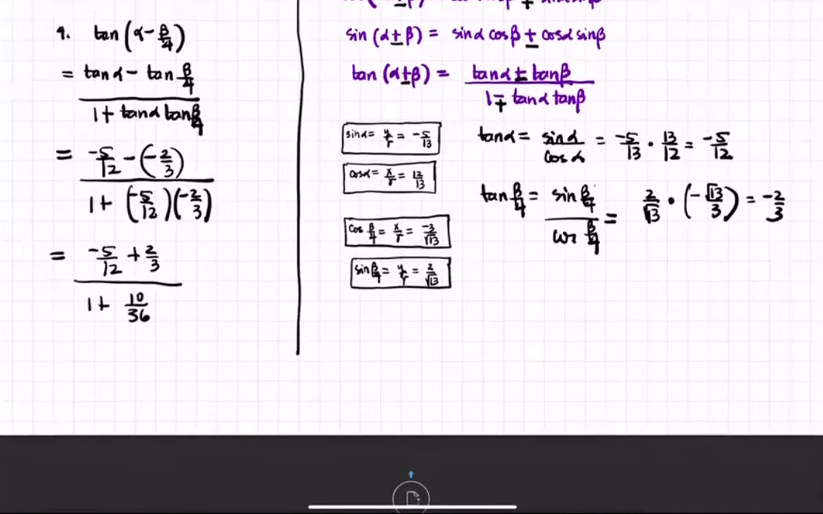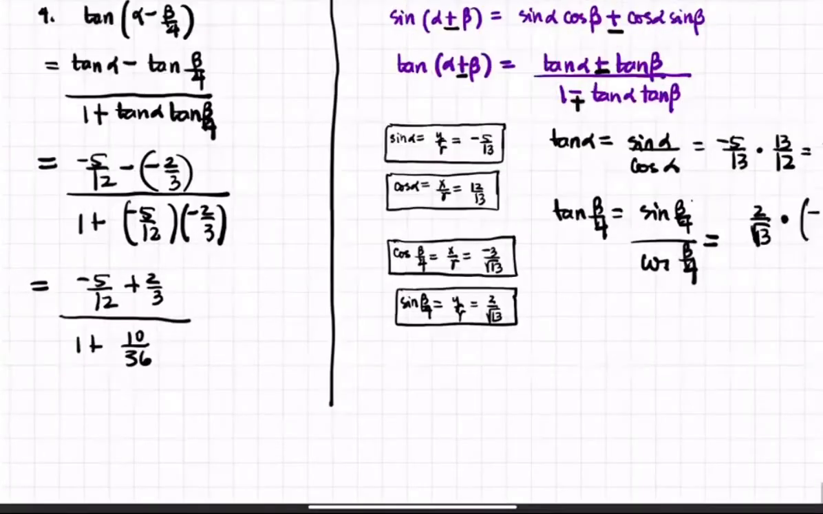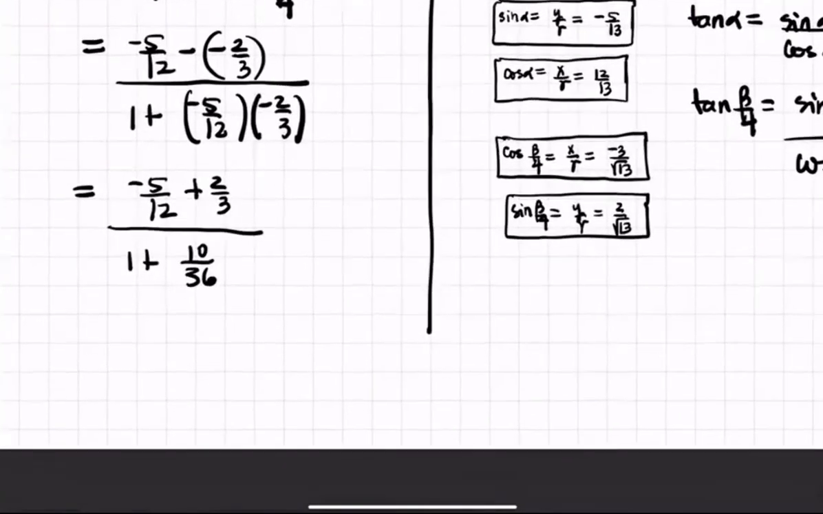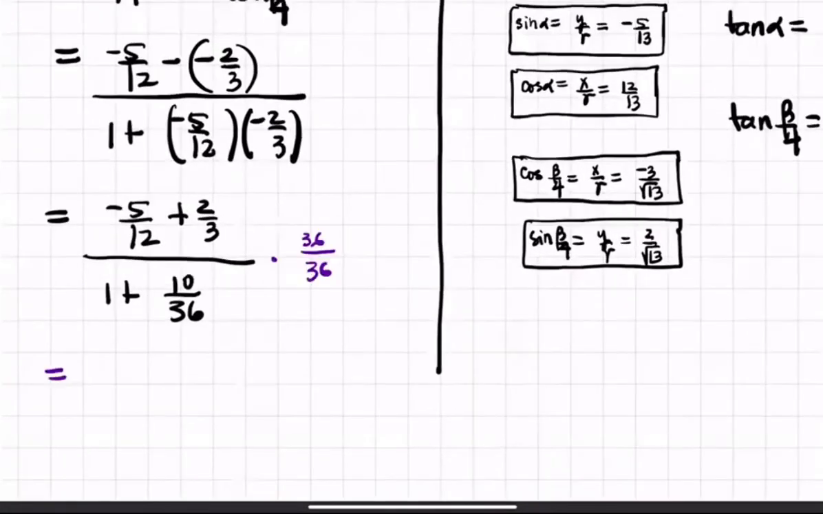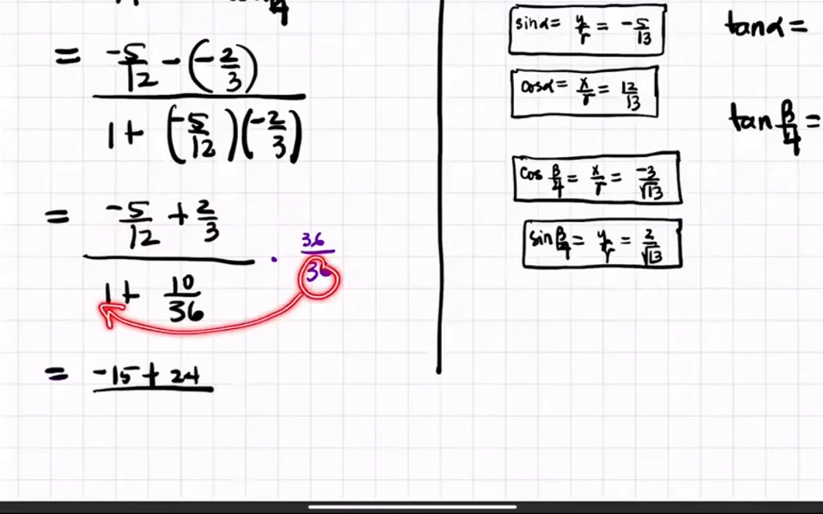10/36, right? Paano sinisimplify ito? Multiply ka ng 36/36 sa numerator and denominator para mawala yung complex fraction. 36 times this, magiging 3. 3 times negative 5 is negative 15. Plus 12 times 2, 24. Divided by 36 plus 10.